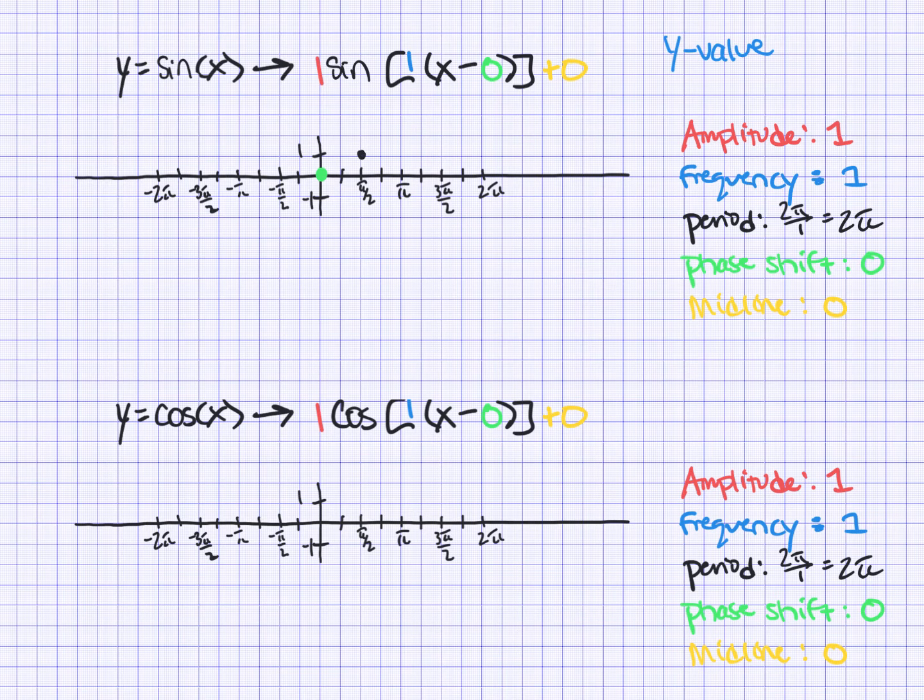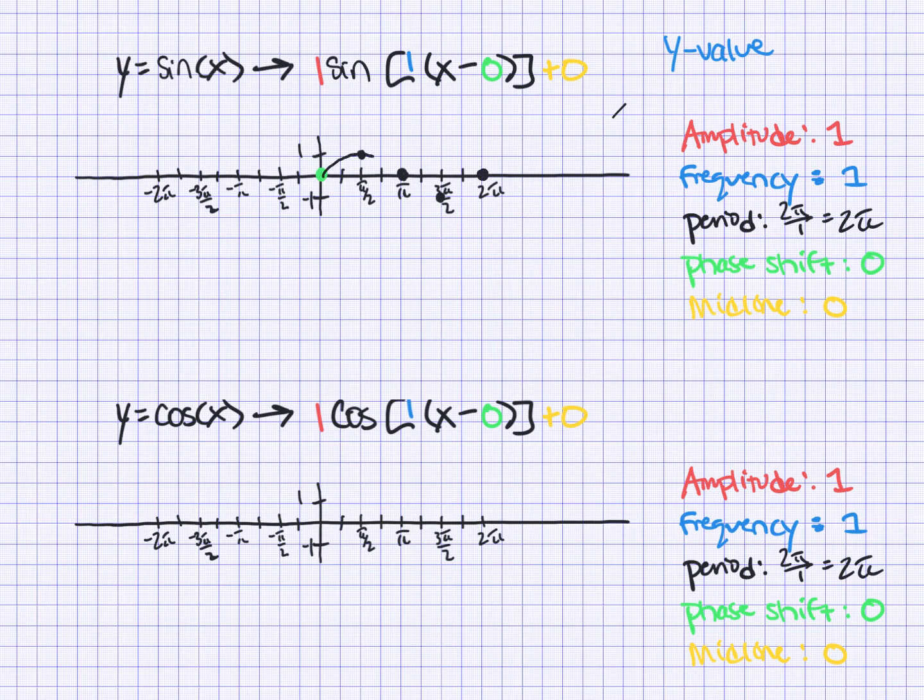So we're going to keep going around in that manner. At pi, or 180 degrees, what's the y value? 0. At 3 pi over 2, or 270 degrees, what's the y value? -1. And then at 2 pi, what is the y value? Well, 2 pi is going to be the same as 0, so that's going to be 0.